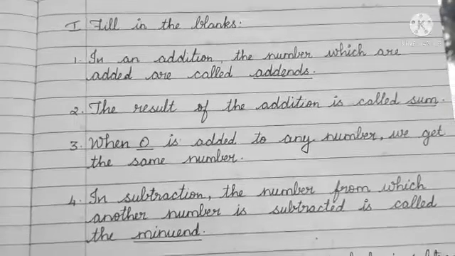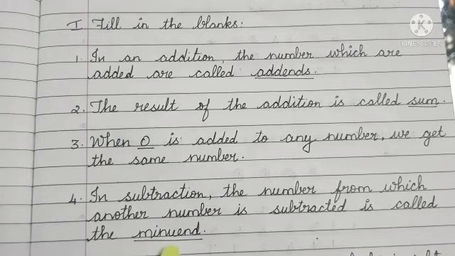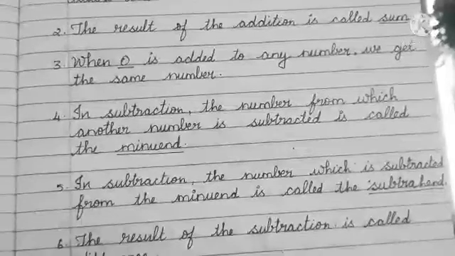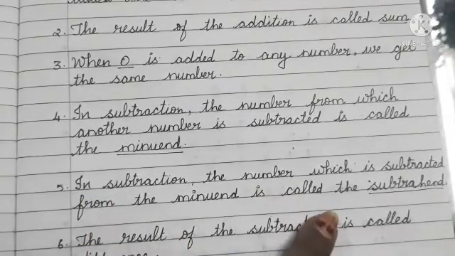In subtraction, the number from which another number is subtracted is called the minuend. What's the spelling for minuend? M-I-N-U-E-N-D, minuend. If you are subtracting 2 numbers, we subtract the smaller number from the bigger number, isn't it? So the bigger number is called what, ma? Minuend.